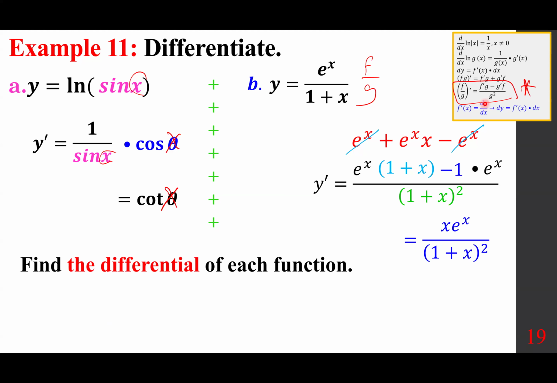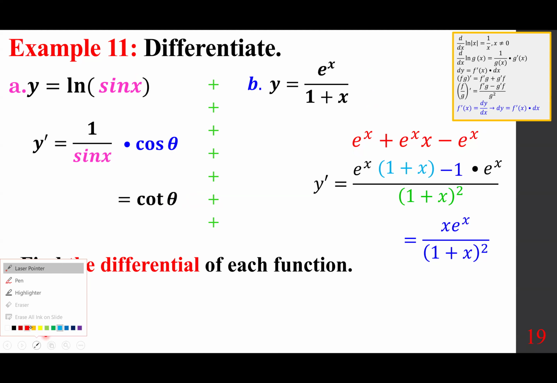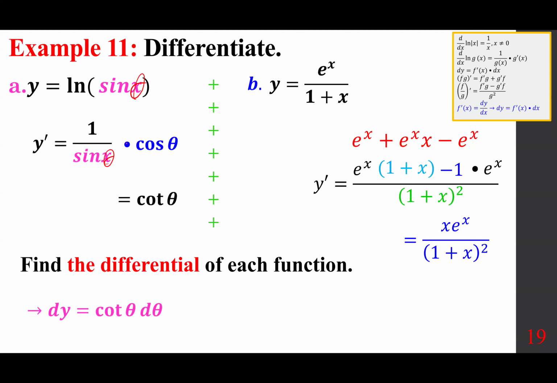So f prime of x is dy dx, dy is f prime of x dx. So because we want dy for this one, simply the same thing, times dx. If we go with, maybe it's easier to go with theta. Let me just erase everything and change everything to theta. Okay. So you get dy equals whatever you had here times d theta.